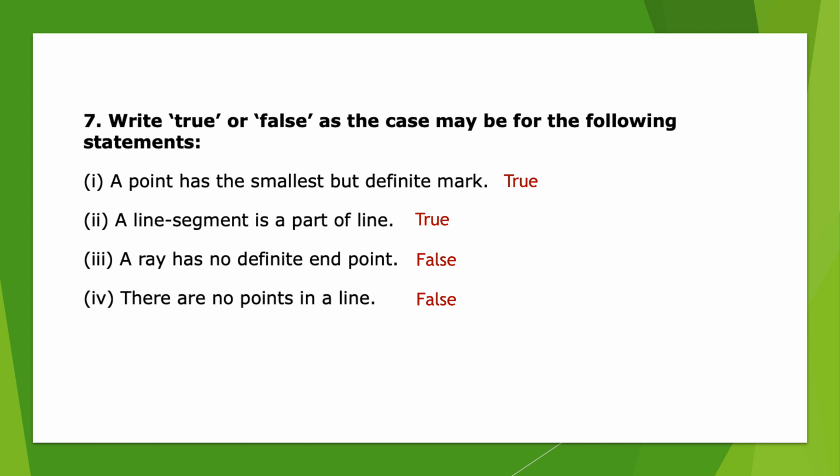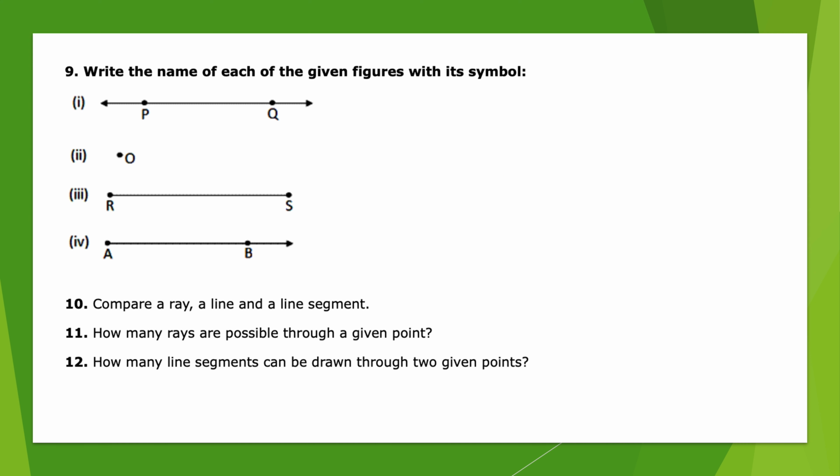All right. Next up, write the name of each of the given figures with its symbol. Okay? And we'll have you do number 9 only. We'll do stop and start, and then we'll come back and do 10 through 12. So let's do number 9. Go ahead.